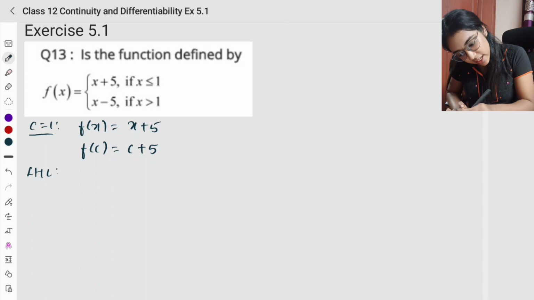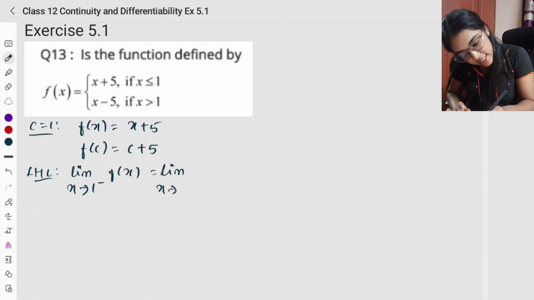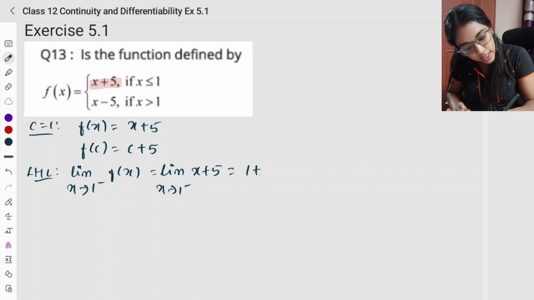Now the left hand limit, x tends to c where the value is 1. So limit x tends to 1 minus of f of x, for the left hand limit, it is going to be x plus 5. Correct? When I substitute the value of 1, I'll have 1 plus 5, which is 6. Left hand limit is 6.